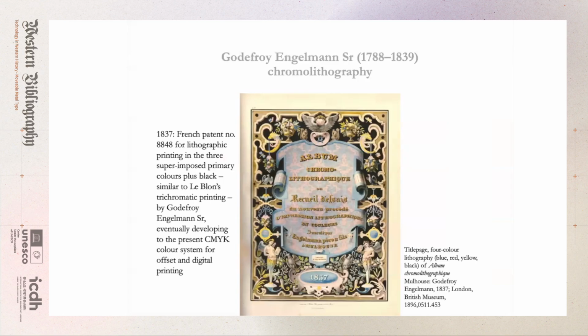The 1820s and 1830s saw a lot of experimentation in color lithography. The French printer Godefroy Engelmann patented trichromatic lithographic printing, similar to Le Blon's process. This so-called chromolithography caused the publication of a flood of color prints throughout the 19th and into the 20th century. The process developed to the present CMYK color system for offset and digital printing and color copying.